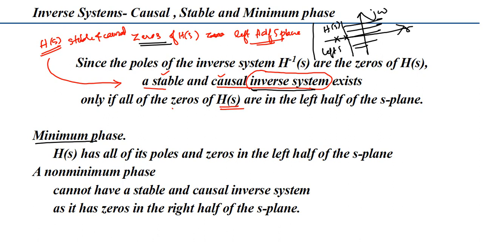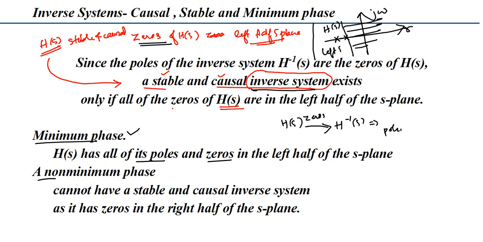In order to make a system causal and stable, if you are considering h inverse of s, we will verify the poles. But with respect to h of s, we want to know about h inverse, so we will take the zeros. So that's the meaning. Now we need to verify whether a system is minimum phase or not. So if h of s has all of its poles and zeros in the left half of the s plane, then the system is minimum phase.